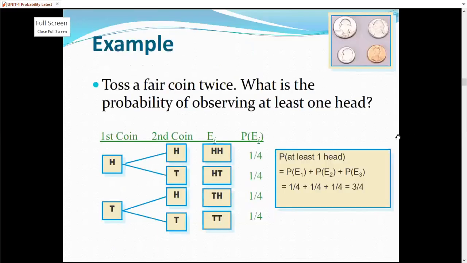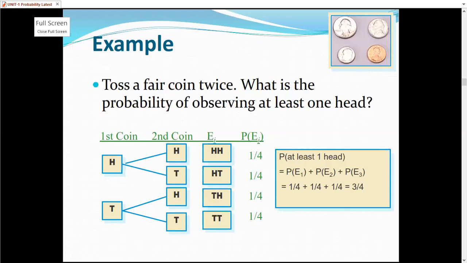Now let's see with two coins, that is, toss a fair coin twice. What is the probability of observing at least one head here? See here, the first coin is head or tail, and when you are throwing the second coin, your combination gives you head head, head tail, and for the second coin tail you will have tail head and tail tail. The combination of all these gives you the total sample space, with E1, E2, E3, E4 as elements. Now the probability for each Ei is 1 by 4.